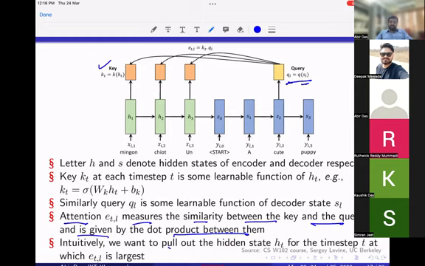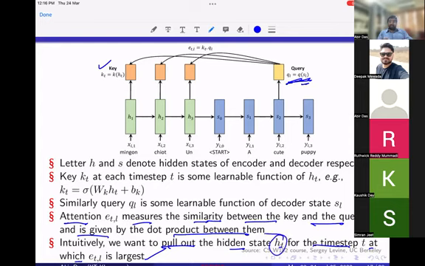So intuitively, we want to pull out the hidden state HT for the time step T at which ETL is the largest, so at which the similarity is largest. For this, L is fixed. For this L, we want to find the corresponding T where the similarity is maximum, and we will just send that HT because that is the most relevant one.